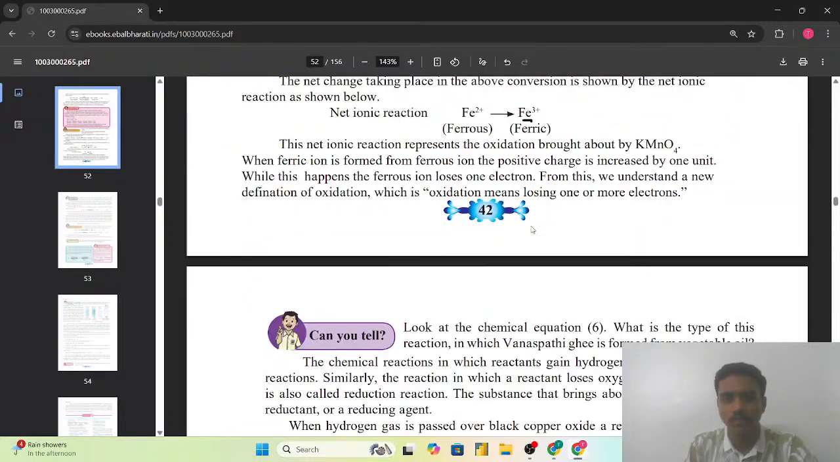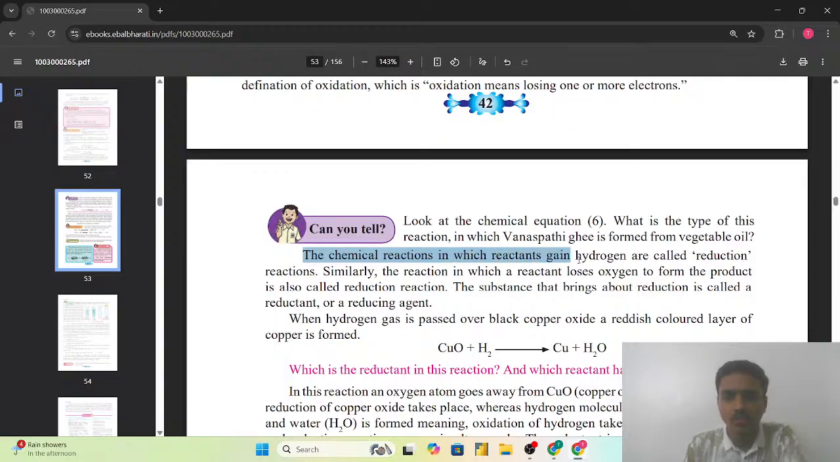So the chemical reactions in which reactants gain hydrogen are called the reduction reaction. मतलब जो कि हमने देखा कि वेजिटेबल ऑयल इन द प्रेजेंस ऑफ विद द रिएक्शन विद द हाइड्रोजन गैस दैट लीड्स टू द फॉर्मेशन ऑफ द वनस्पति घी, with this reaction taking place in the presence of the nickel as the catalyst and 60 degrees Celsius as the temperature. हाँ, so the chemical reaction in which reactants gain hydrogen are called the reduction reaction.